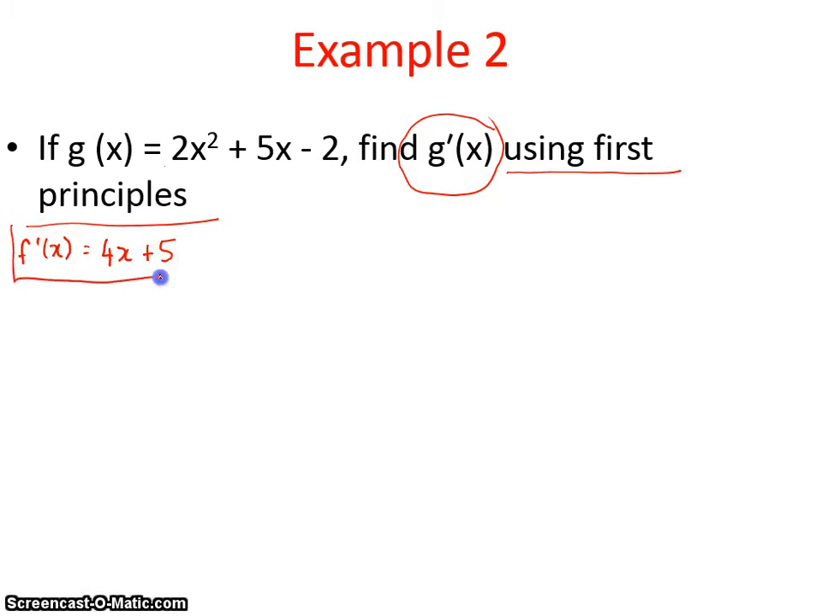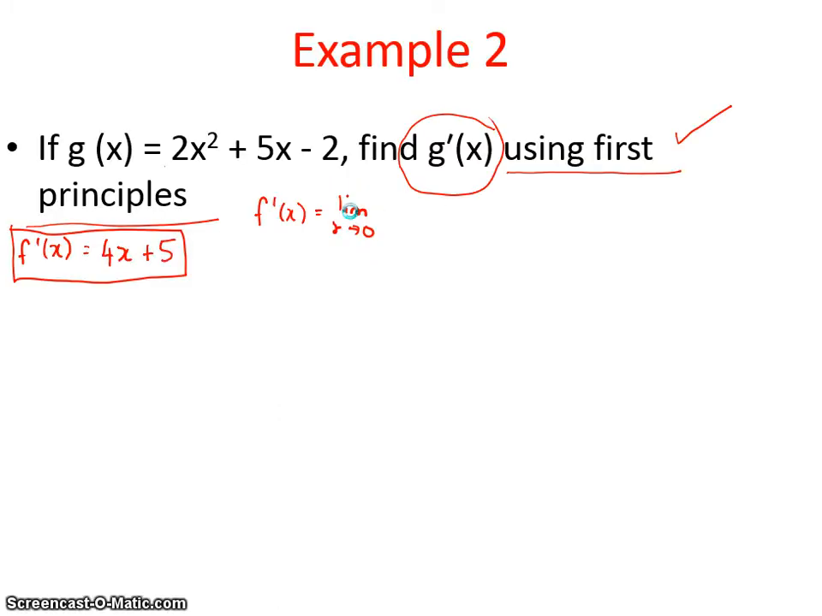Now I know before I even start that this is the final answer I should end up with, but I'm going to differentiate using first principles here, so I need to use our formula. So using the formula, remember f dash x is equal to the limit as h approaches 0 of f of x plus h minus f of x over h.